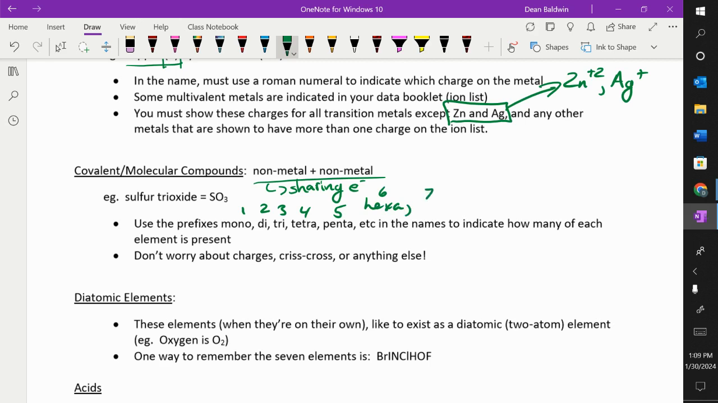hepta. I'm thinking of something else. Hepta. What's 8? Octa. What's 9? Nona. Nonane, if you remember that. And 10? Deca.